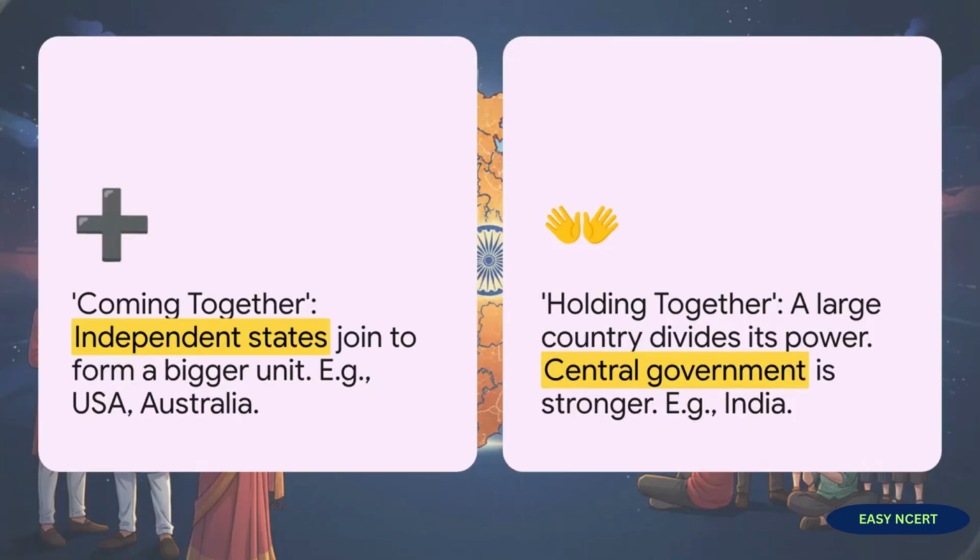So here are those two paths. First, you have coming together federations. This is when a bunch of independent states decide, you know what, let's team up and form a bigger country, like the original colonies forming the USA. In these systems, the states usually keep a lot of their power. The second path is holding together. This is where a big, diverse country decides to divide its own power up to govern more effectively. In this model, the central government tends to be a bit stronger.